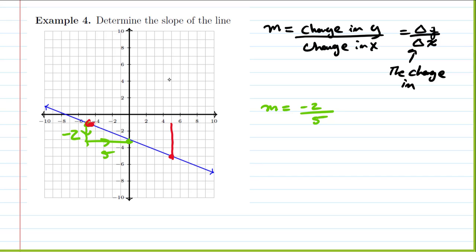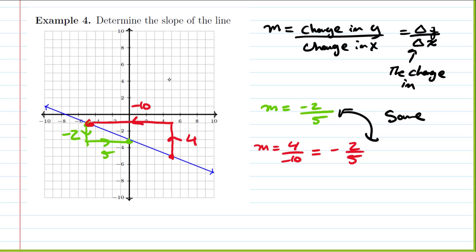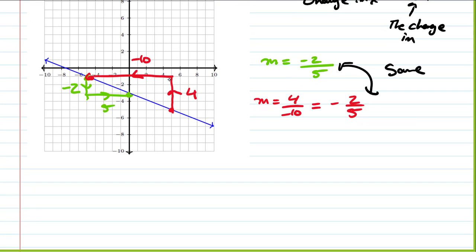It's worth noting, regardless of the points that I use to calculate it, so if I were to start here and go this way, I would go up 1, 2, 3, 4, and then I would go left, so that's -1, 2, 3, 4, 5, 6, 7, 8, 9, 10, -10. So my slope would be 4 over -10, which reduces to 2/5, which is exactly the same thing that I got here. So regardless of how I count these off my graph, my slope will always be the same.